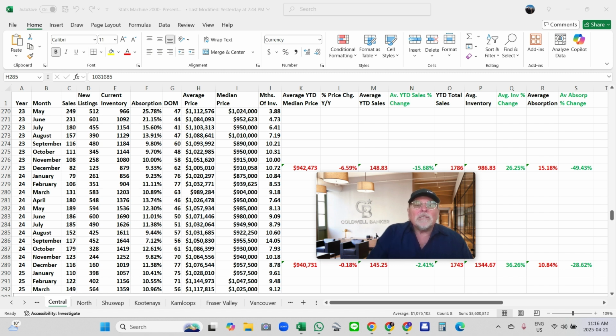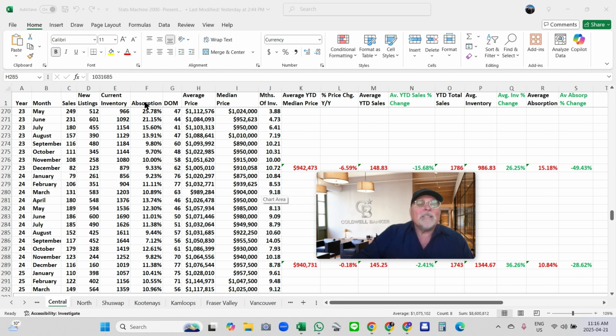So first of all, let's look at the columns, the stats that we actually use. We have sales, new listings, current inventory, absorption, days on market to sell. That's what DOM stands for. Average price, median price, and months of inventory. So we'll just go through that. Sales, new listings, that's obvious. Current inventory, that's obvious. Absorption is the percentage of monthly inventory that sells.